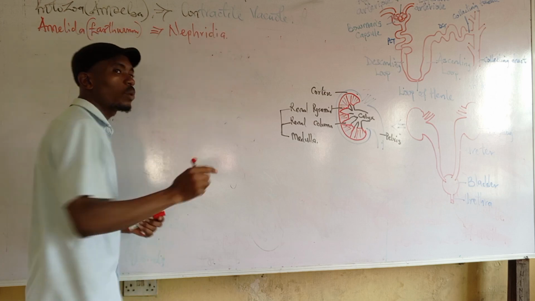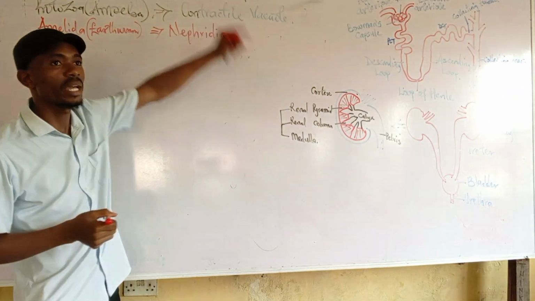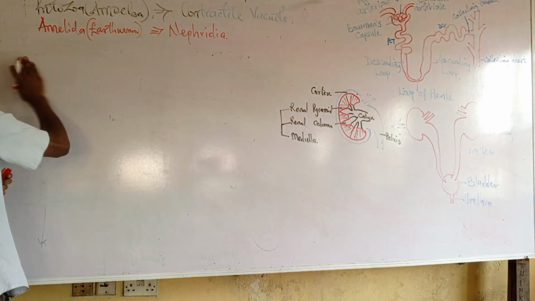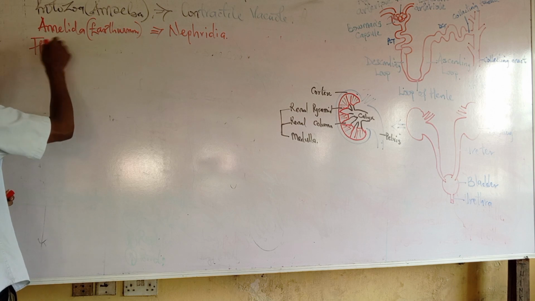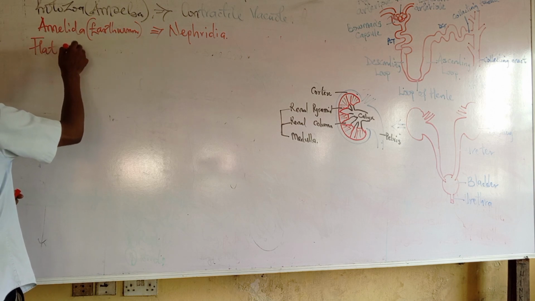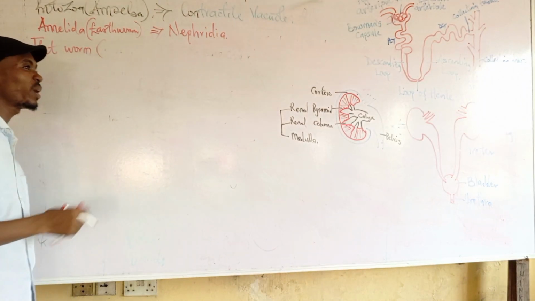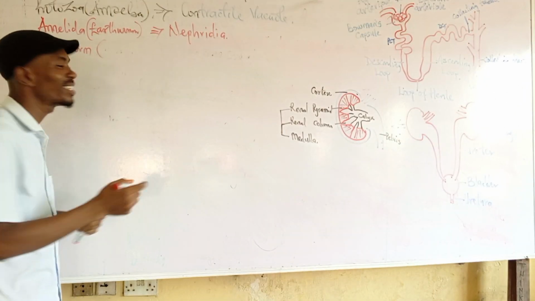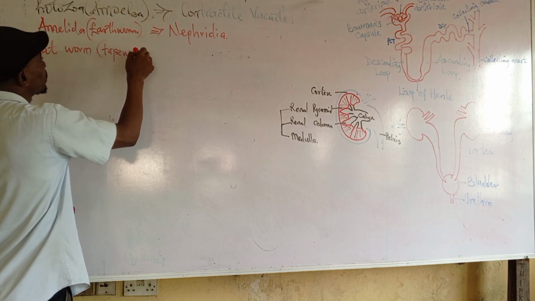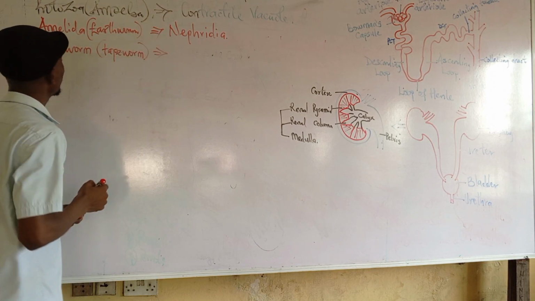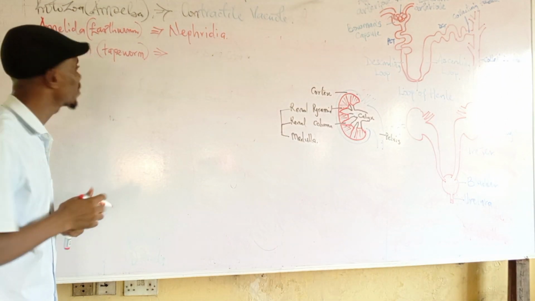Nephridia, singular nephridium, carry out the process of excretion. The next organisms are the flatworms, otherwise called the platyhelminths. A good example on that list is the tapeworm, like tape.